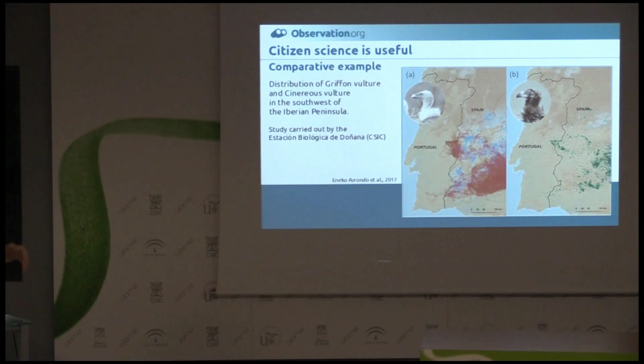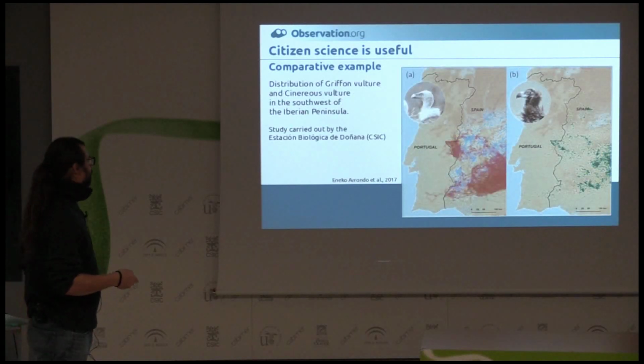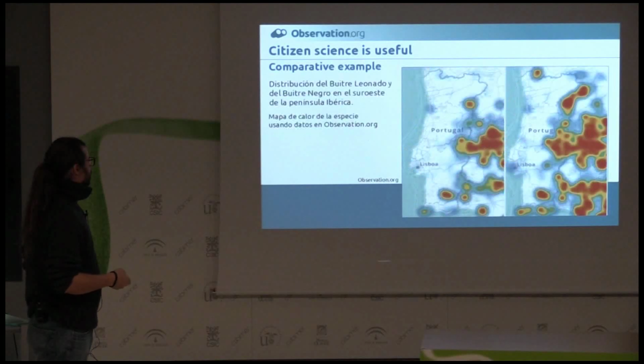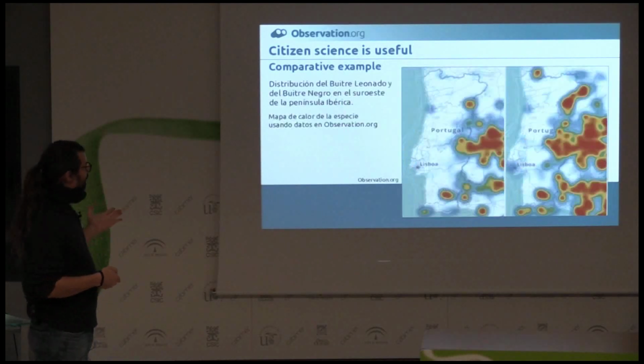Well, if you go to observation.org and look at the observations of the citizens, what happened? Well, this is what happened. These are the same species. We have here the griffon vultures, and here we have the Cinereous vultures. If you compare both of the results, they are more or less the same.